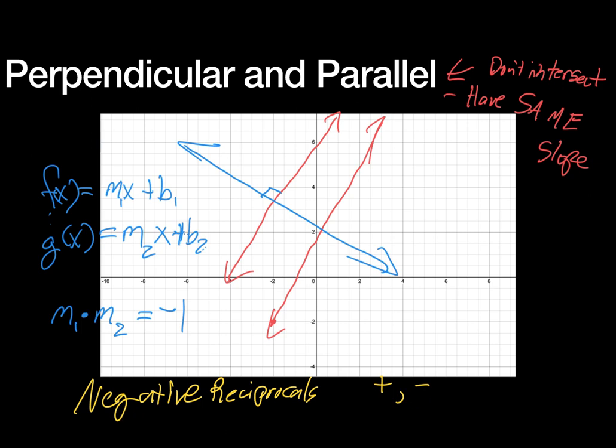That's the negative part. The reciprocal means they are inverted. So the reciprocal of 2 is 1/2. The reciprocal of 3/2 is 2/3. The reciprocal of 1/4 is 4. Those are all reciprocals. To be negative reciprocals, one of them has to be negative. Doesn't matter which one is negative. But if I take any of those pairs, here, here, and here, and multiply them, this would equal -1.